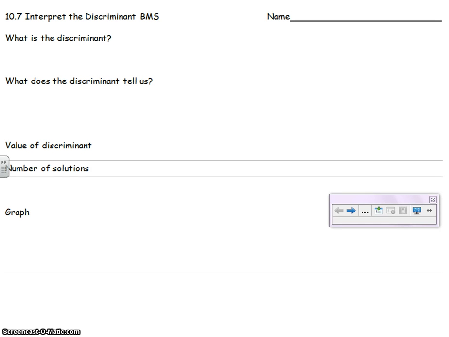Woohoo! 10.7, interpret the discriminant. Okay, today we're going to talk about what the discriminant is. And actually, this isn't anything new. We're going to start with the quadratic formula, which I'm sure you all have memorized right now.